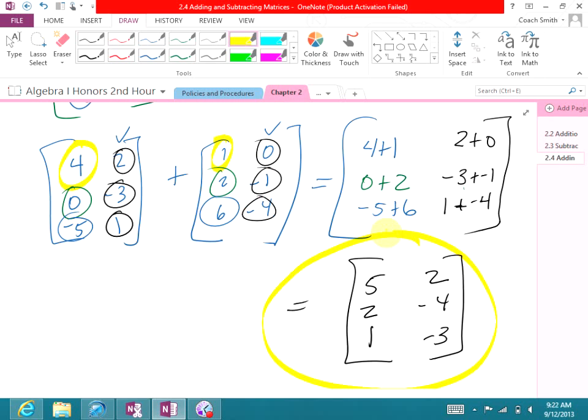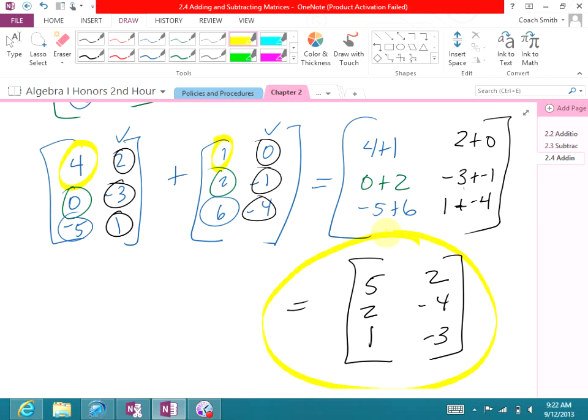Now, let's look at an actual example. Everybody turn to page 89. Let's look at 7, 8, 9, and 10. It says, tell whether the matrices can be added. Can you add the first one, yes or no? You may not know, and that's why we're doing this. What do you think? Those two matrices, can you add them together?